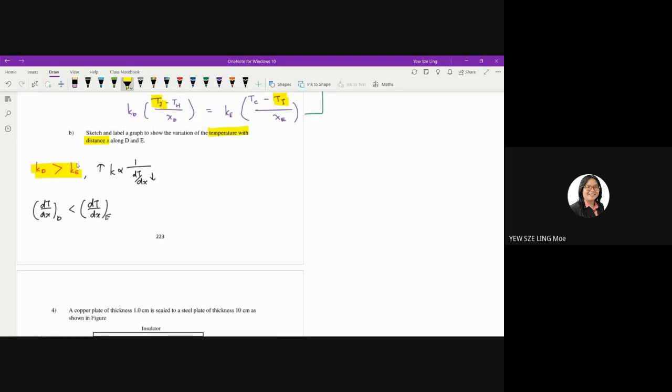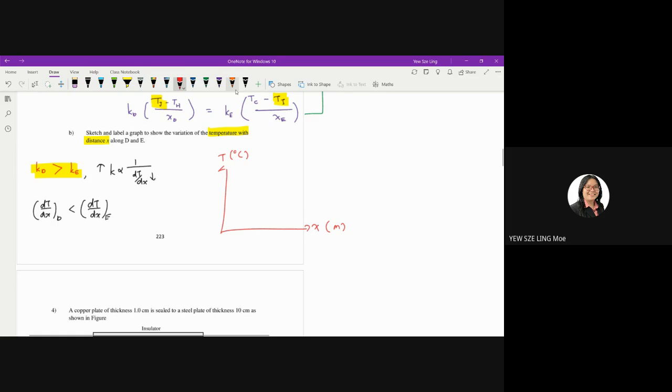So the values of K, other than telling us which one is a better conductor, also tell us which one has a steeper graph when it comes to a T against X graph. All right, so now you have a T against X. T, I'm going to put in terms of degree C. My X, according to the question, is in meter, so I'm going to put it in meter.